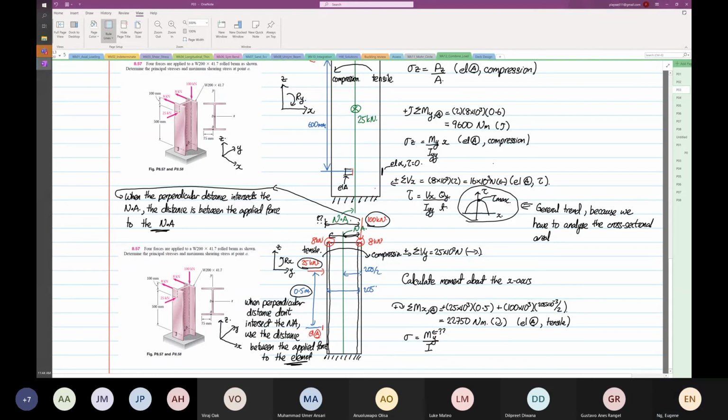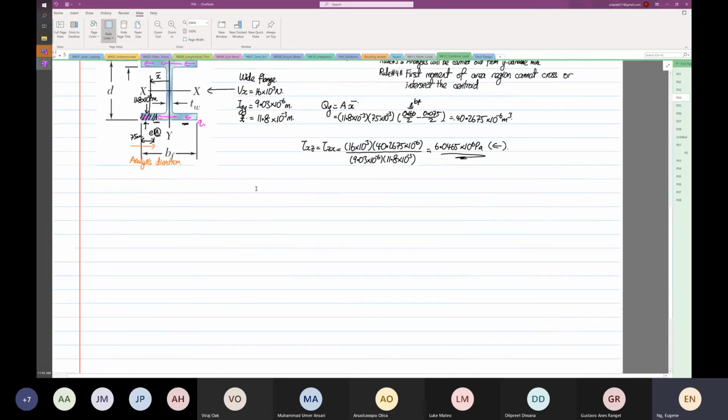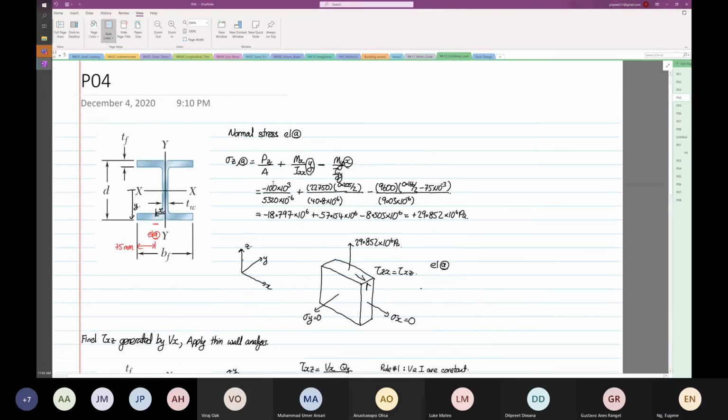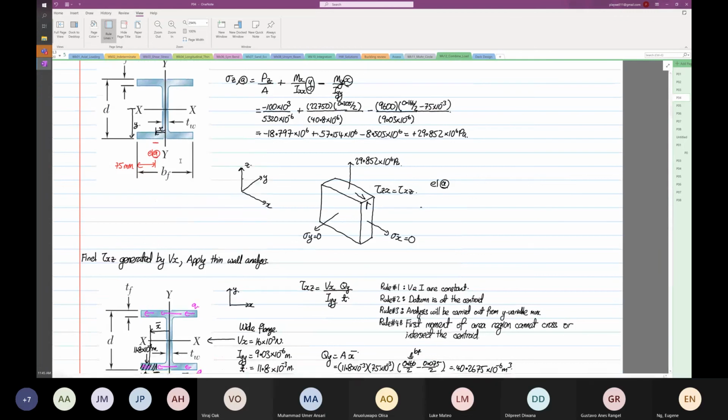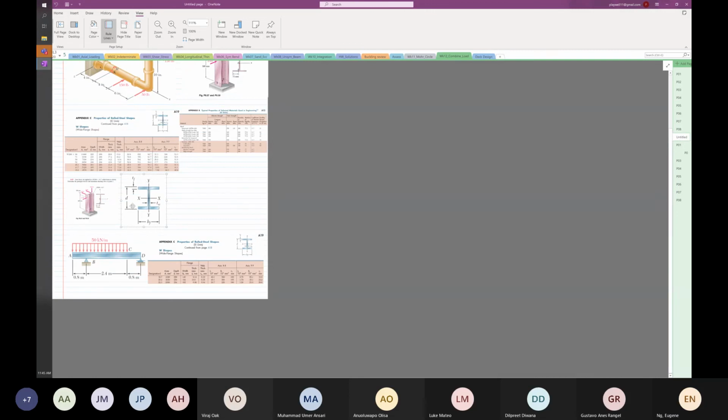However, the stress is not equal to 0. Why? Because like what I highlight down here, we have also to analyze the cross-sectional area. Okay, so let me explain what I mean by that. I'm going to still copy the same thing. Let me copy. It doesn't allow me to copy. Interesting. Copy.